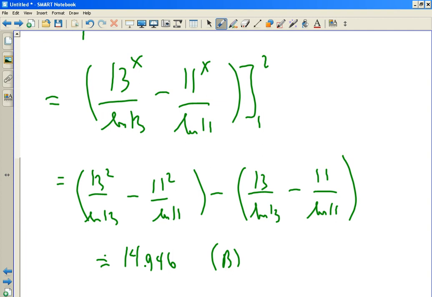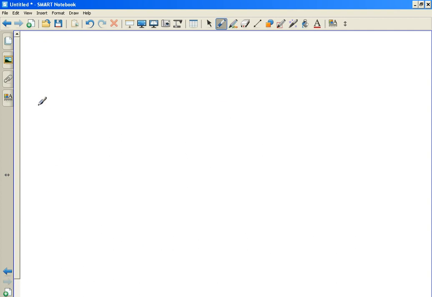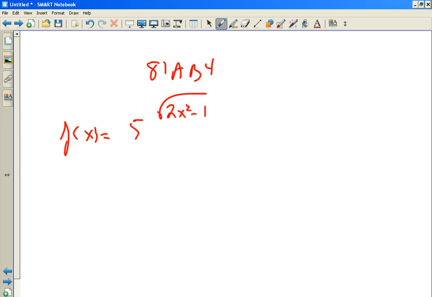All right, take a look at the back of that sheet. A free response question, 81AB4. Okay, you ready? All right, ready or not, here we go. 81AB4. It says, let f of x be 5 to the square root of 2x squared minus 1. Part A, is this an even function, an odd function, or neither? How do you know?